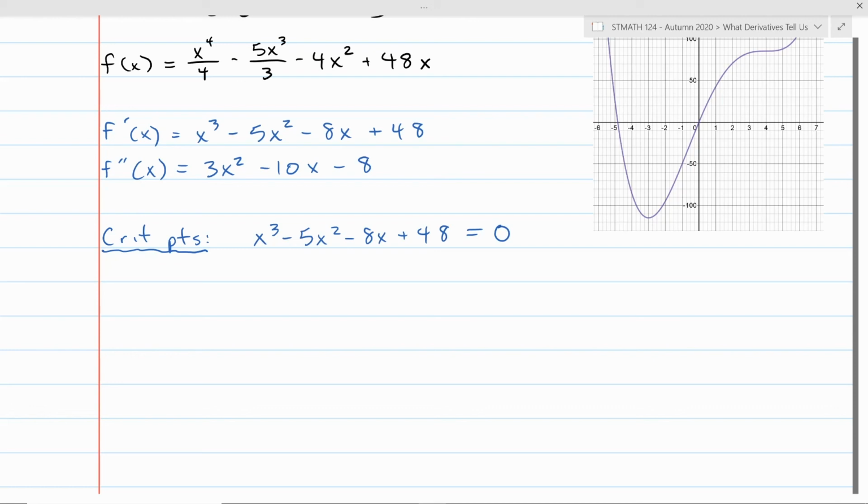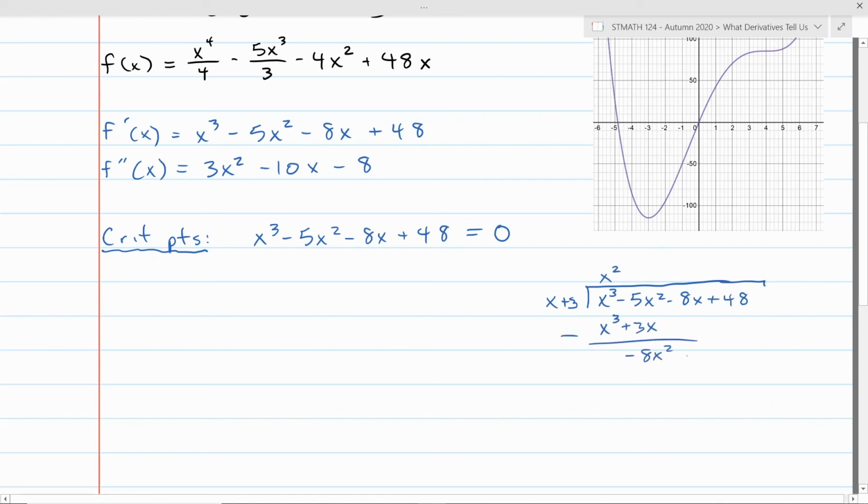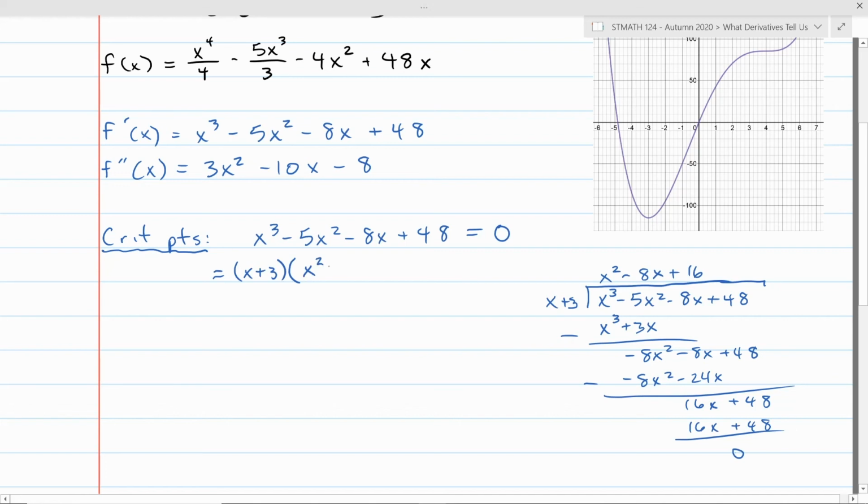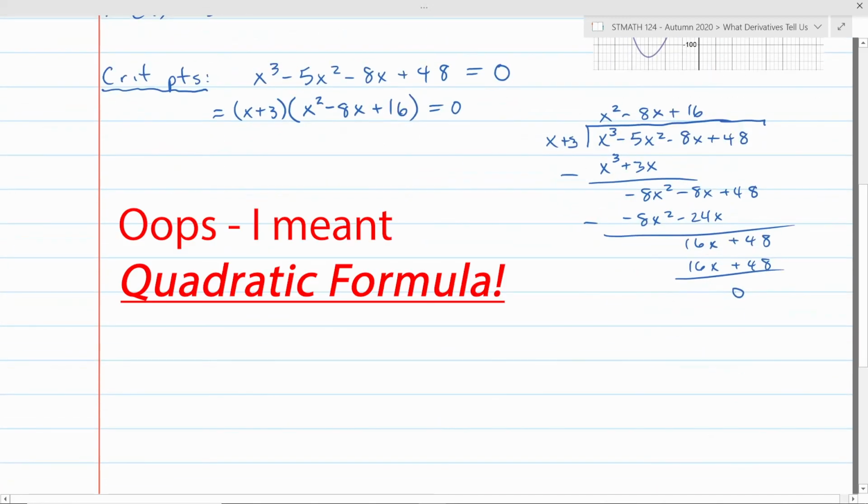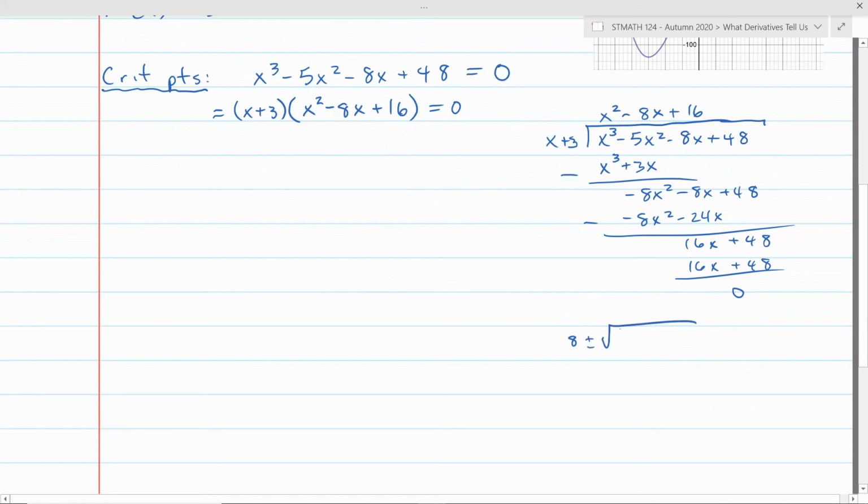So from that hint, I'm going to divide x plus 3 into x cubed minus 5x squared minus 8x plus 48 and see if it divides evenly. Okay, so I can see by doing polynomial division that the polynomial factors like this, and then I can use the quadratic formula to see if that x squared minus 8x plus 16 gives us any other zeros. So 8 plus or minus the square root of 64 minus 4 times 16. Oh, I guess that does factor nicely. Oh yeah, 4 and 4. Okay, so x minus 4 squared. So then I can see that x equals -3 and x equals 4 are critical points.